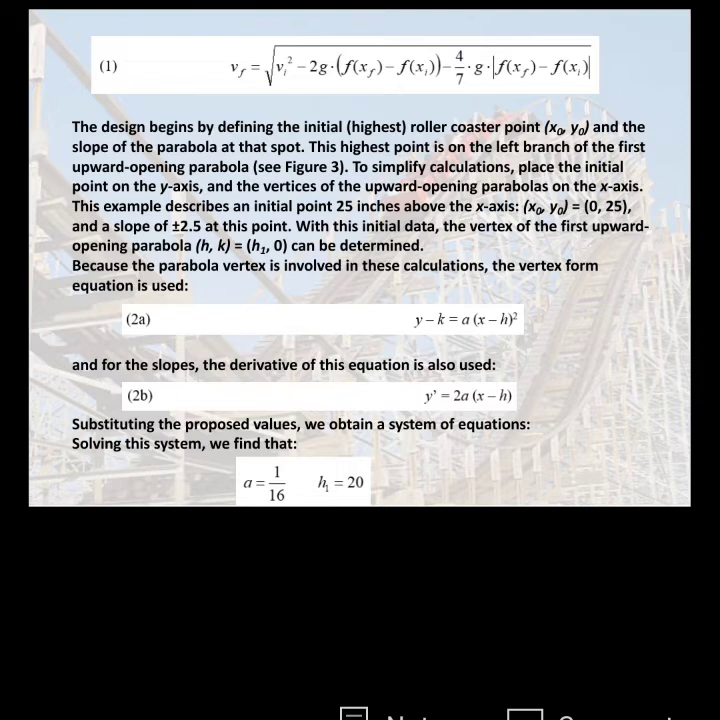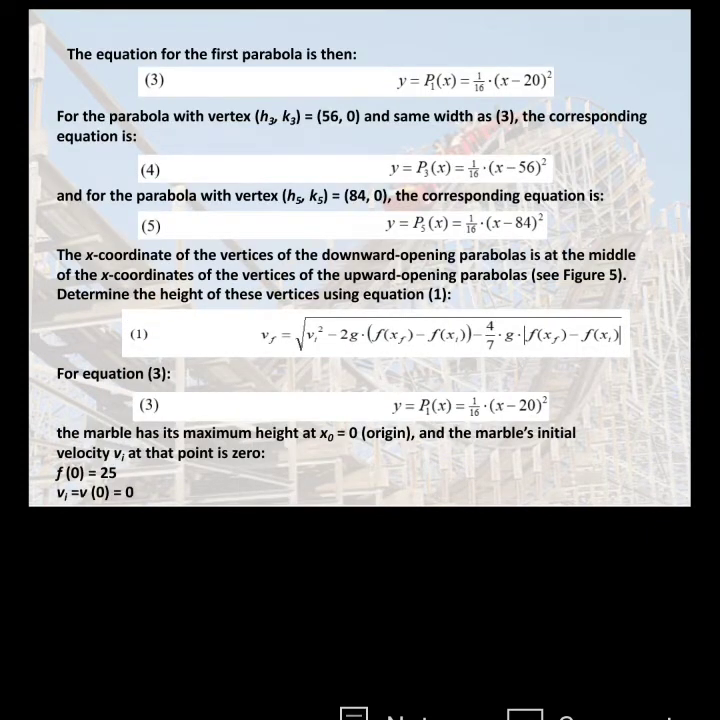With this initial data, the vertex of the first upward opening parabola can be determined. Because the parabola vertex is involved in this calculation, the vertex form of the equation is used: y minus k is equal to a into x minus h whole square, and for the slope, the derivative of this equation is also used: y prime equal to 2a into x minus h. Substituting the proposed values, we obtain a system of equations. Solving the system, we find that a is equal to 1 by 16, h is equal to 20. The equation for the first parabola is then y equal to p1 of x equal to 1 by 16 into x minus 20 whole square.